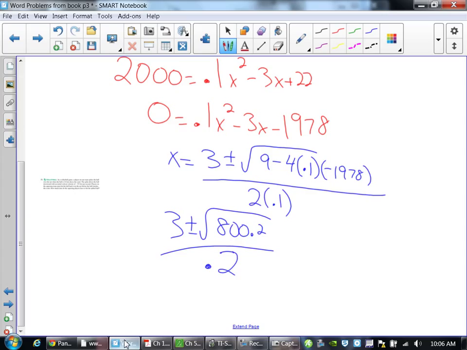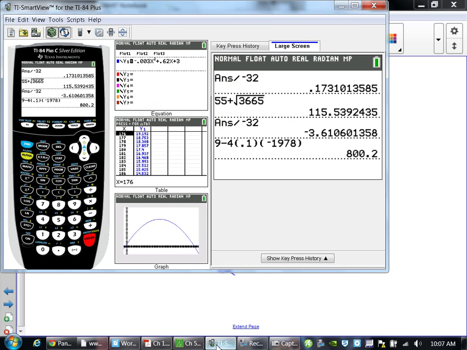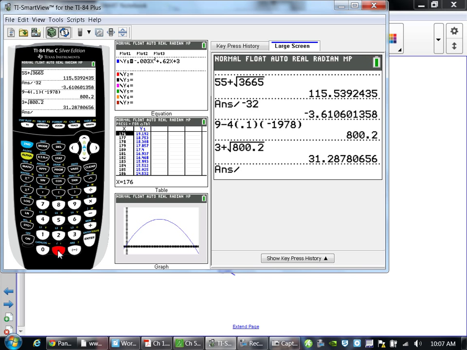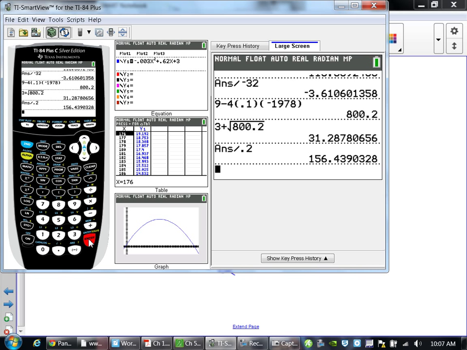When I look at this problem, can I have a maximum speed that's negative? No. Nope. So am I going to add the root or subtract the root for this one? Add. So my answer is going to wind up being 3 plus the square root of 800.2, hit enter, divided by 0.2. Go 2 decimals. So 156.44 miles per hour, I believe is what our units were.